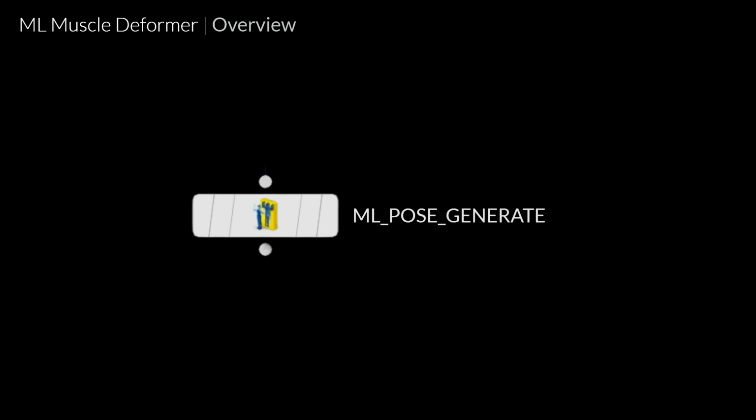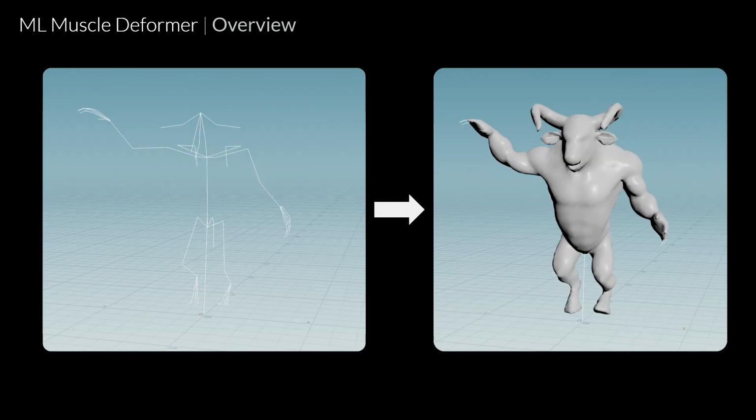So, and you can do this really easily in Houdini using this ML pose generate node, and can generate as many poses as you want. And so now, in this example, we have 16,000 different poses. And for each one of these generated poses, we're going to generate a tetrahedral mesh, which is then created and run through a quasi-static simulation.